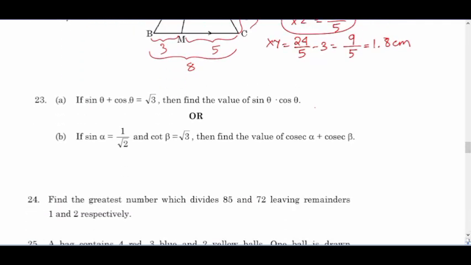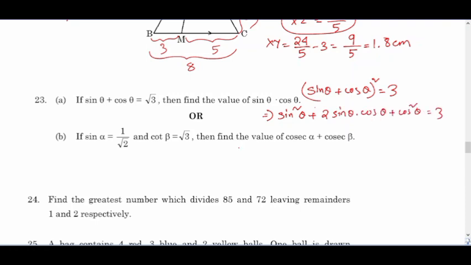Next, sin theta plus cos theta is root 3. Then find the value of sin theta into cos theta. What will we do? We square both sides. So sin square theta plus 2 sin theta into cos theta plus cos square theta is 3. Now sin square plus cos square is 1.